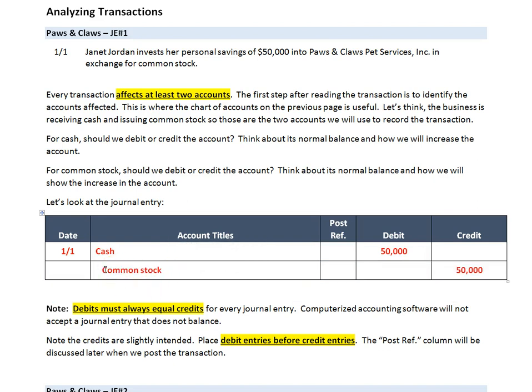You can also notice it's indented a little bit over. That's just common technique, common formatting to make it easier to read. An accountant can read this and say, oh, cash went up by $50,000 because they issued common stock. So it looks like the business issued common stock and received $50,000 in cash.